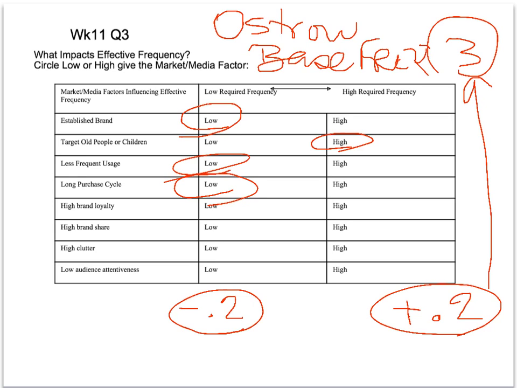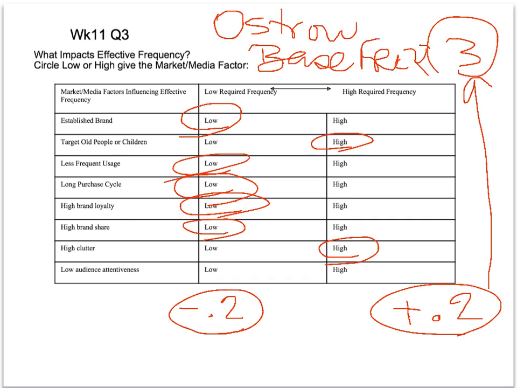High brand loyalty, again, low effective frequency. So you're going to make an adjustment down from the base frequency of 3. You need to show your ad less often if you're a Nike than if you were an unestablished brand that didn't have any loyalty. And the same rationale is for brand share.